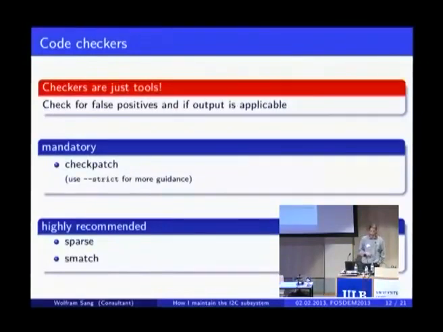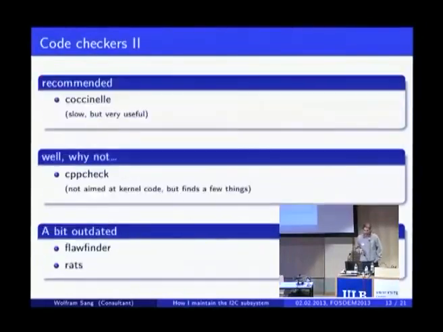I highly recommend sparse and smatch. They are pretty easy to get and pretty easy to include into the kernel build. I recommend very much Coccinelle or coccicheck, how it's called in the Linux kernel. There's a special script for it. It's pretty slow because it's kind of abused. Coccinelle is a tool for a different kind of work, but it can be used for that and finds also pretty subtle things. So I recommend that, spend that time.